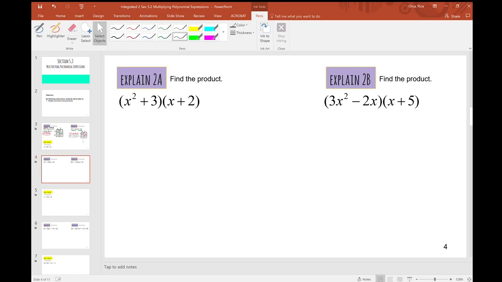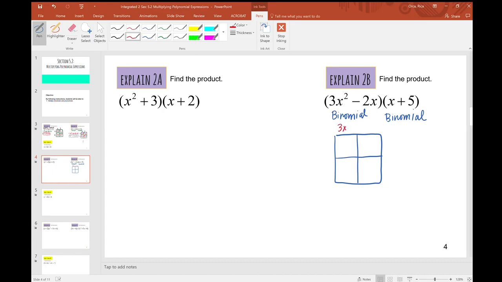Now let's look at something a little more challenging. In explain 2b, we have 3x squared minus 2x times x plus 5. 3x squared minus 2x is a binomial. And x plus 5 is another binomial. So when I draw my box, I want to draw a box that has two columns and two rows. At the top of my box, I want to write out the first binomial, which is 3x squared and negative 2x. On the left side of my box, I want to write the second binomial, which is x and 5.